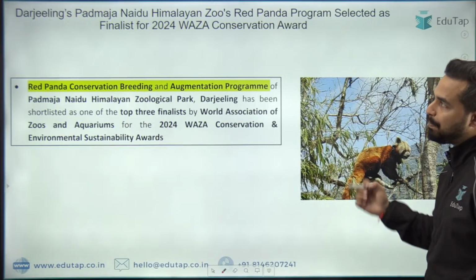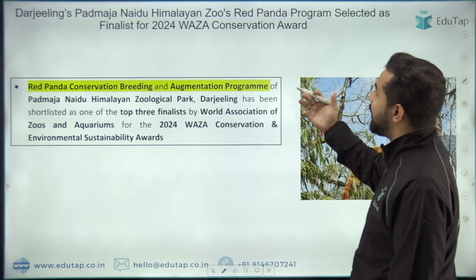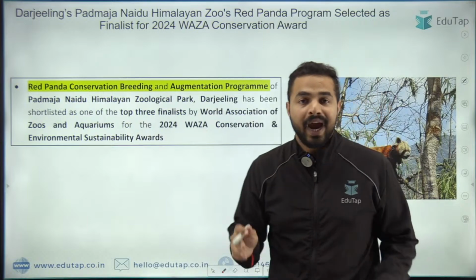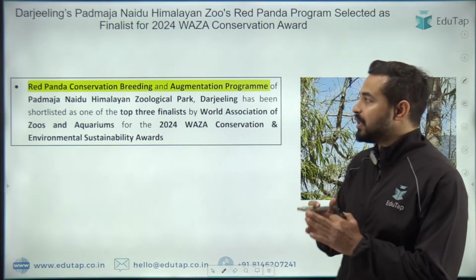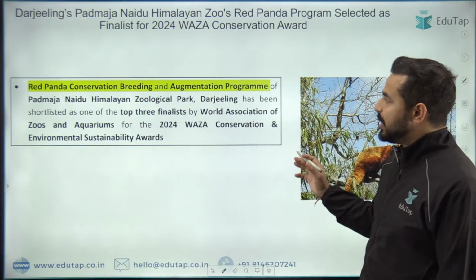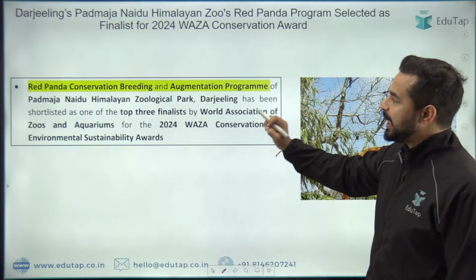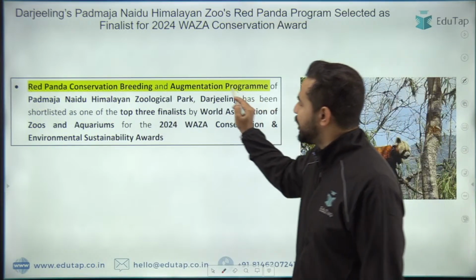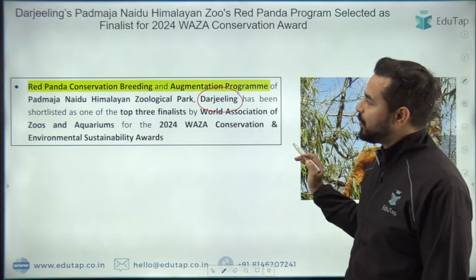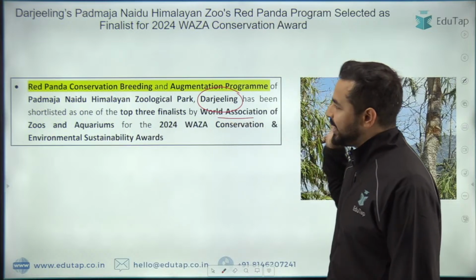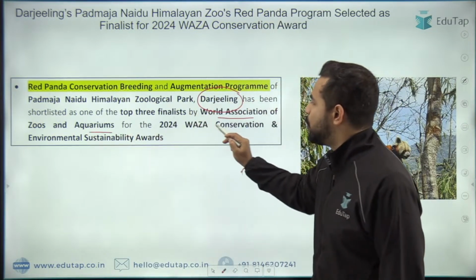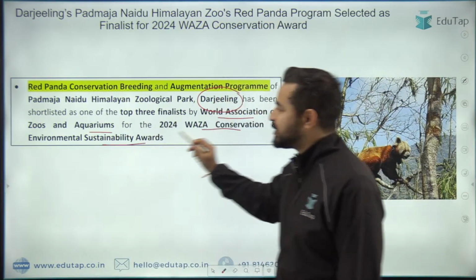So recently the Padmaja Naidu Himalayan Zoological Park's Red Panda program has been selected for the WAZA Conservation Award. And you can see here that the program of this particular zoological park, which is located in Darjeeling, has been shortlisted for the World Association of Zoos and Aquariums for WAZA Conservation and Environmental Sustainability Award.